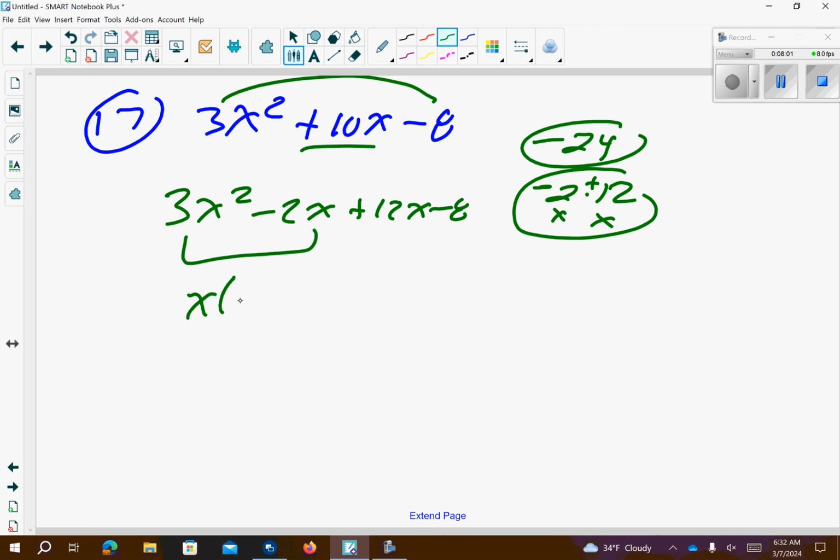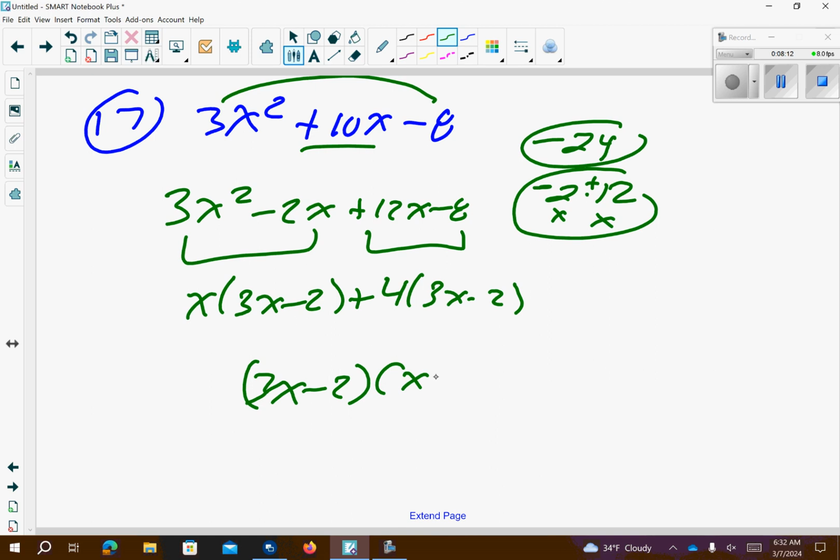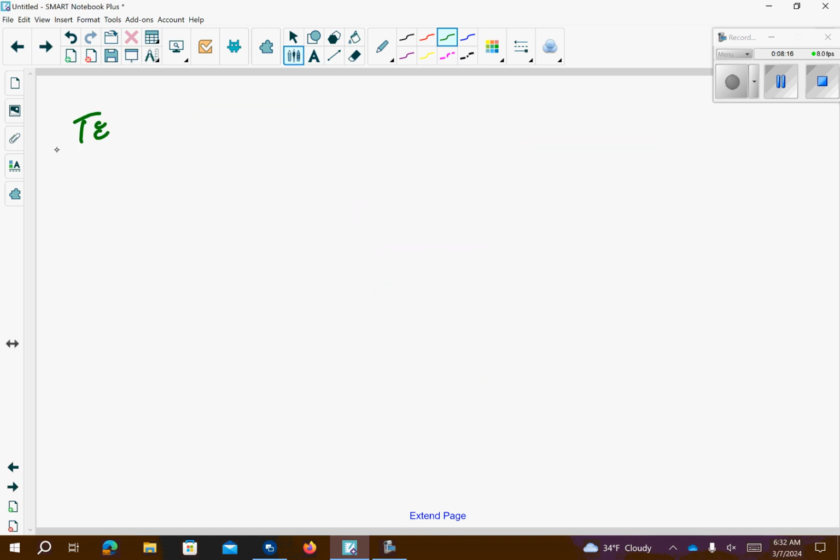Factor an x out. Bring the plus down. Factor a 4 out of both of those. So my answer is 3x minus 2 and x plus 4. Number 18 we'll squeeze here. Let's do number 19.